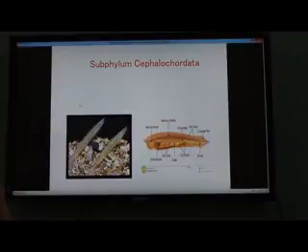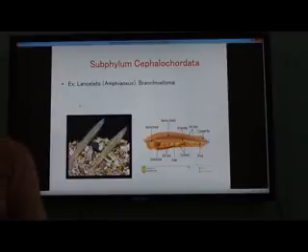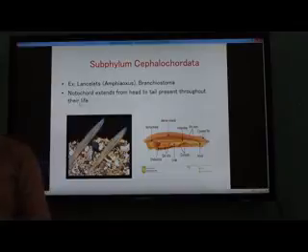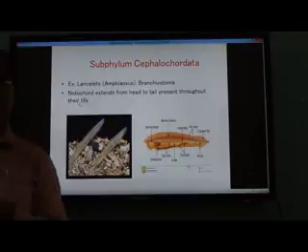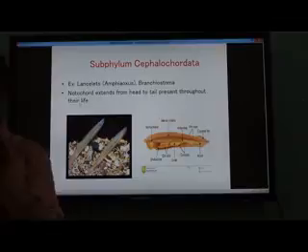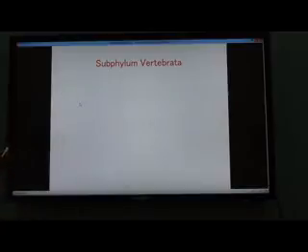Clear? These are the main characteristic features. Now the second group, the cephalochordates. They have a nerve cord as the main characteristic feature. Examples: Amphioxus and Branchiostoma. The notochord extends from the head to the tail and is present throughout their life, meaning from larva to adult. Next subphylum is the vertebrates.